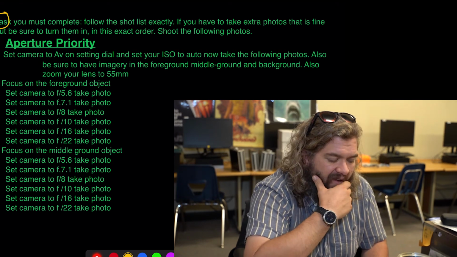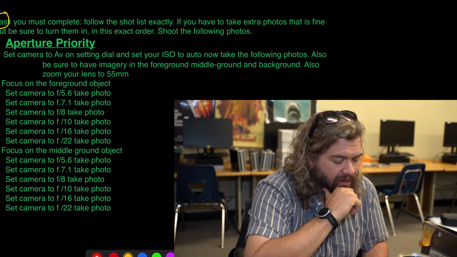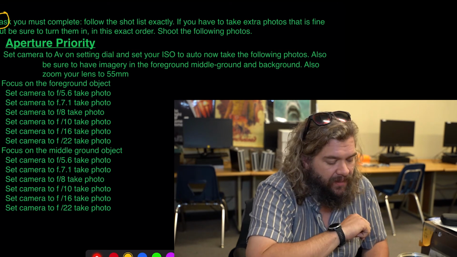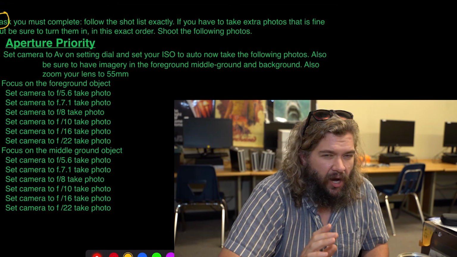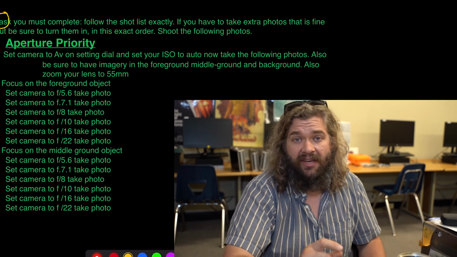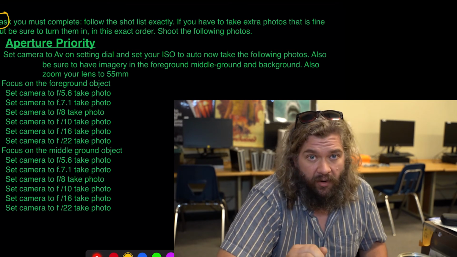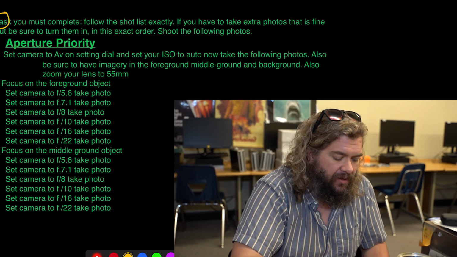Here we go. Your first few photos are going to be aperture priority. Set the camera to AV, aperture value, on the setting dial. Now set your ISO to auto. If you're in beginning class, set it to auto. It's gonna make your life a lot easier. If you're in advanced class, set it to 400, 100. You be the boss of it. Don't put it on auto.